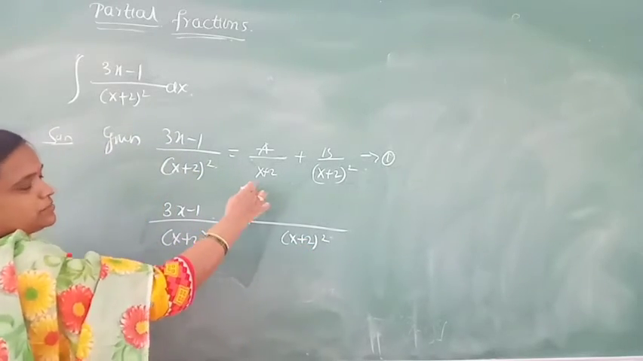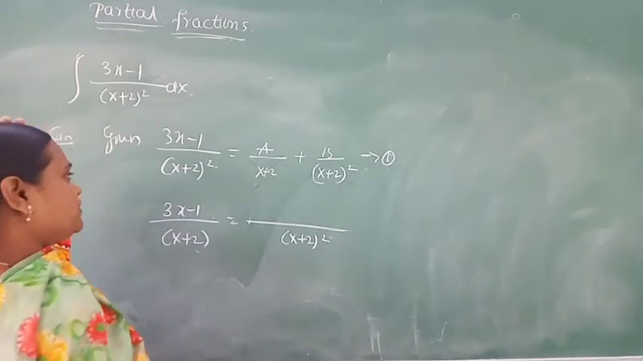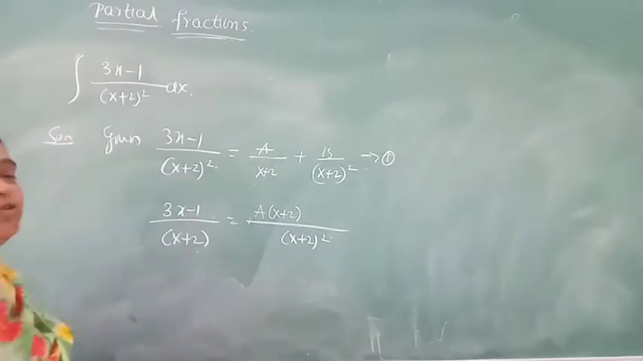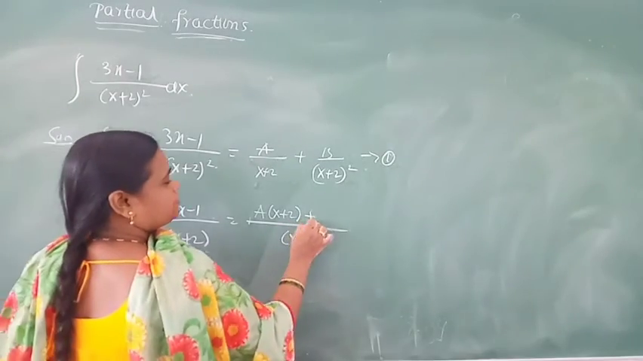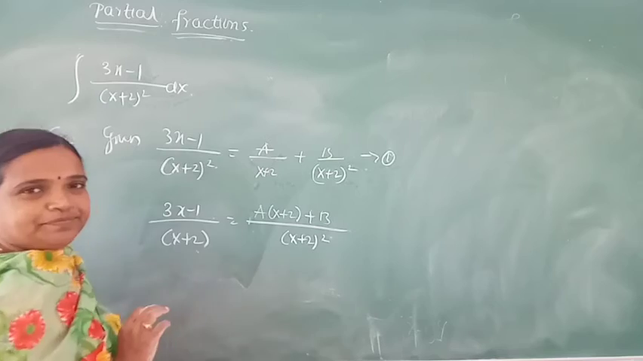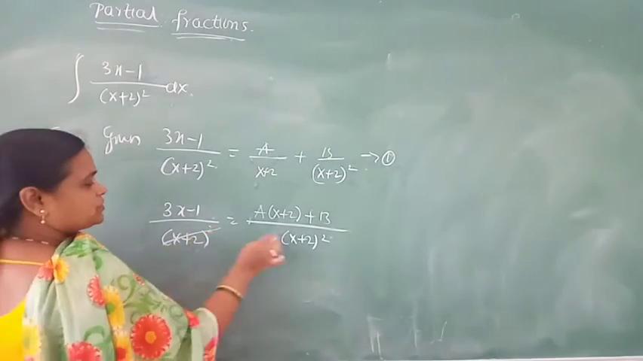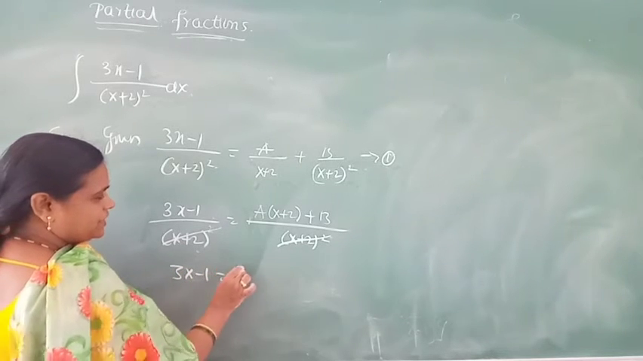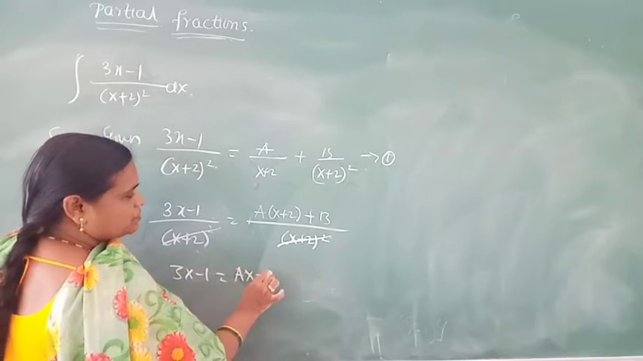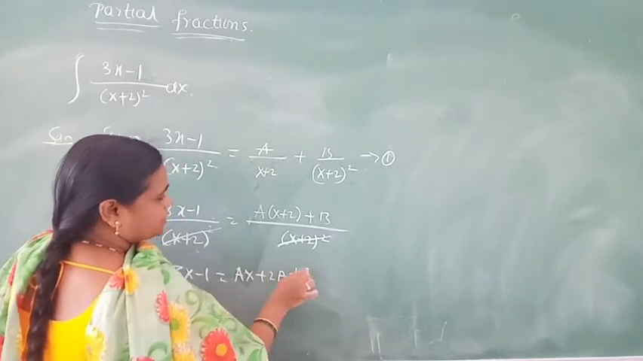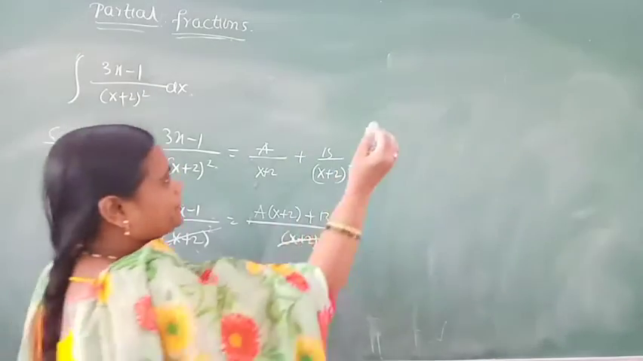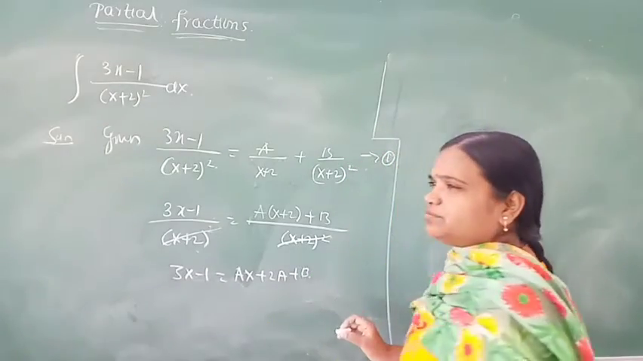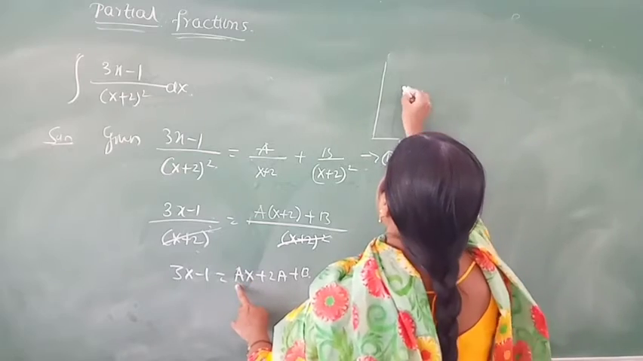See here, already one x plus 2 is there, means only one x plus 2 we need here. A into x plus 2, because already one is there, therefore we have to multiply. Next plus b, because it is already there. Next, x plus 2 the whole square cancels. 3x minus 1 equals ax plus 2a plus b. As usual, the same procedure you have to apply: compare the coefficients of constant and x separately. I will not write it because you know that the coefficient of x is a.